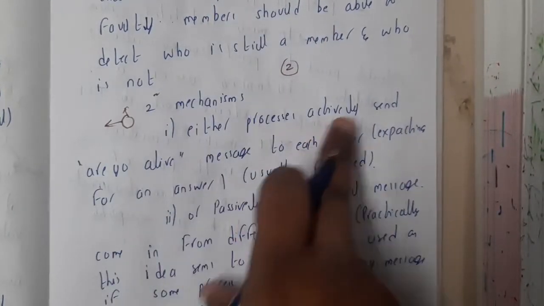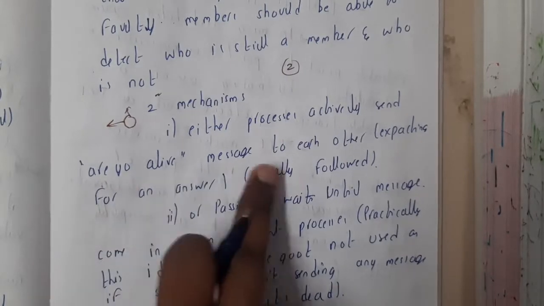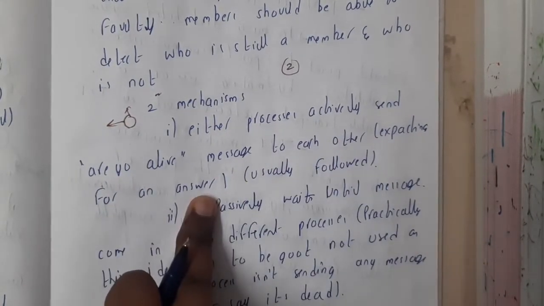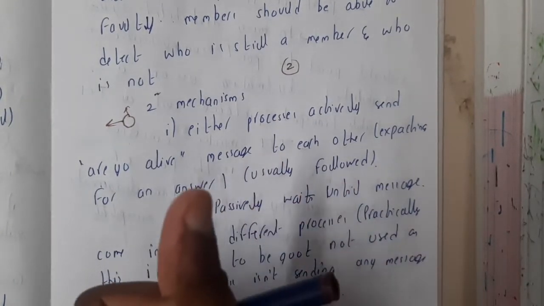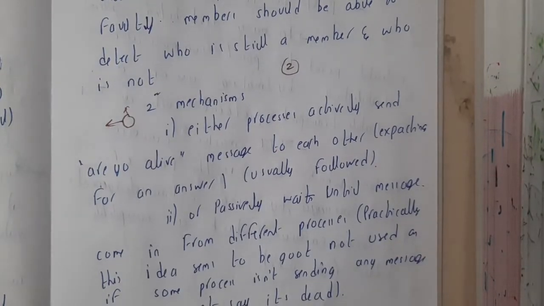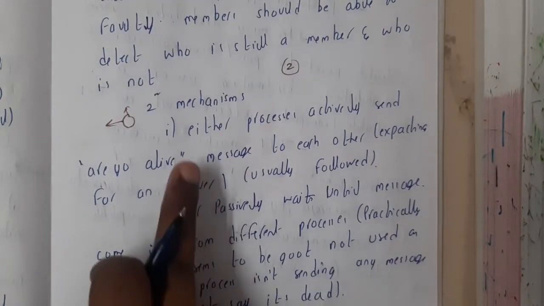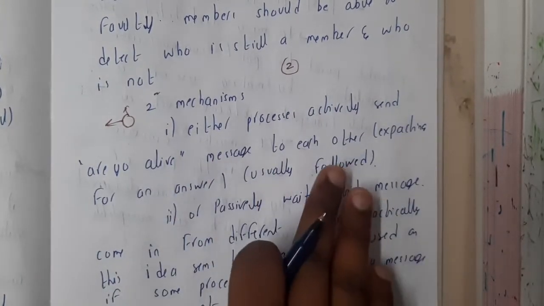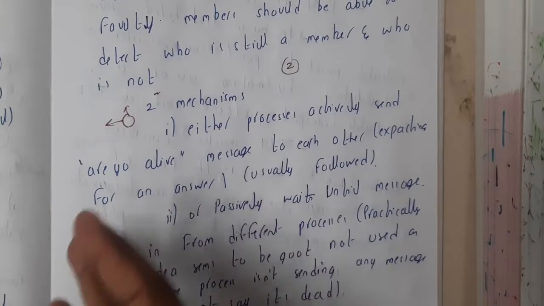So either processes actively send are-you-alive messages to each other, expecting an answer from the others. If you get an answer, then it is working, it is active. If not, you can decide that it is in a failure state and take your precautions, right? That is the first mechanism, and it is followed in reality because it is possible.